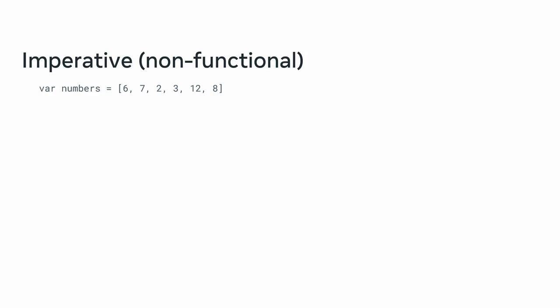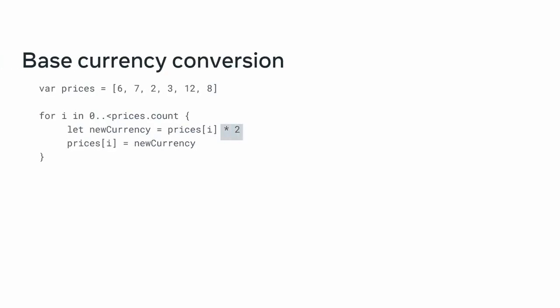First, let's explore how the currency conversion code works without functional programming applied. You would first create an array of integer values and assign it to a variable. The values inside the array represent the cost of certain meals. Then, to convert the prices from the base currency to another currency, you would use a for-in loop that iterates over all the prices, multiplies each value by 2, and modifies the original array with updated values.